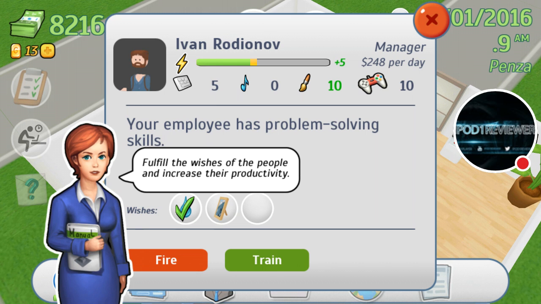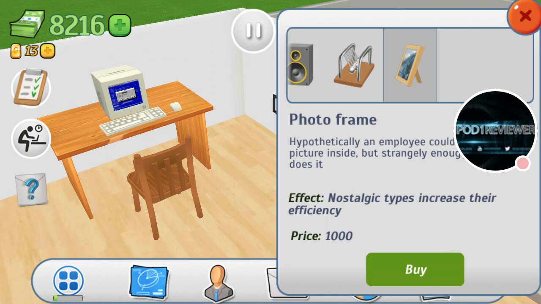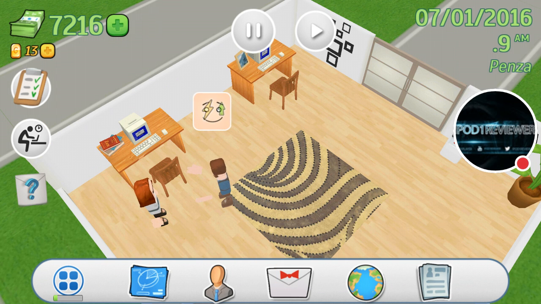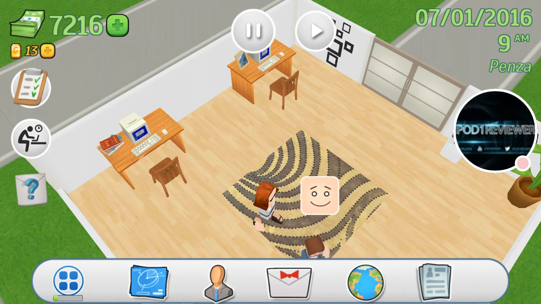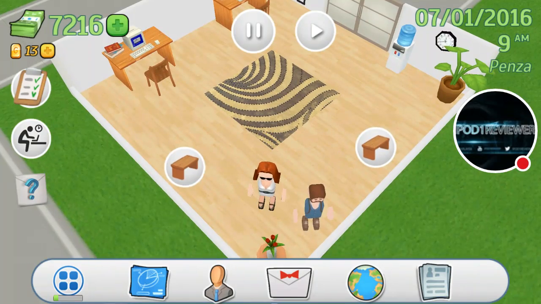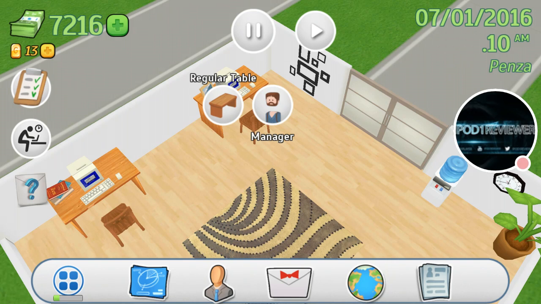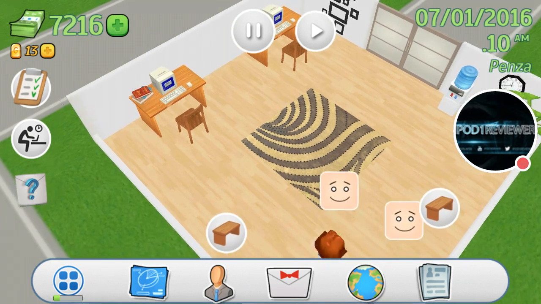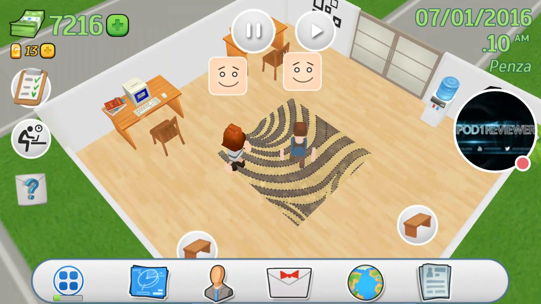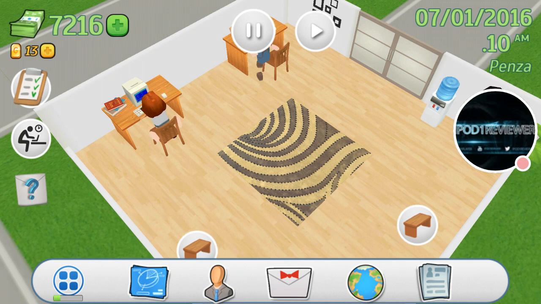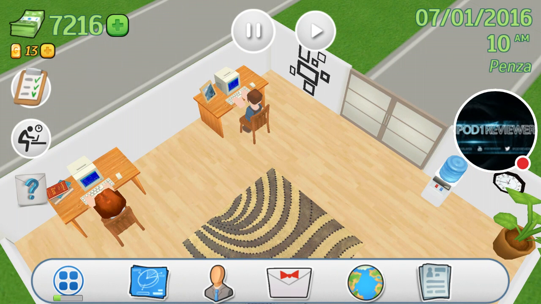Okay, now, what about him? What do he want? He wants a photo frame. It's $1,000 for a photo frame. Oh, Jesus. All right, y'all need to work. Y'all need to get to work because y'all are wasting me money. Like, seriously, let's go work. Let's get this game done.